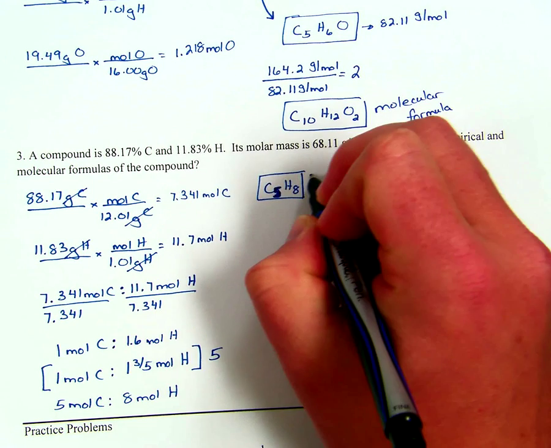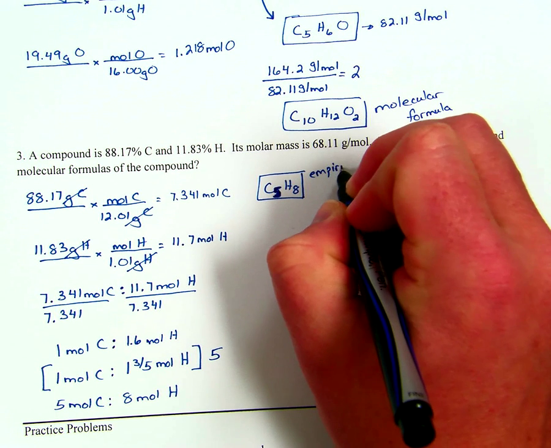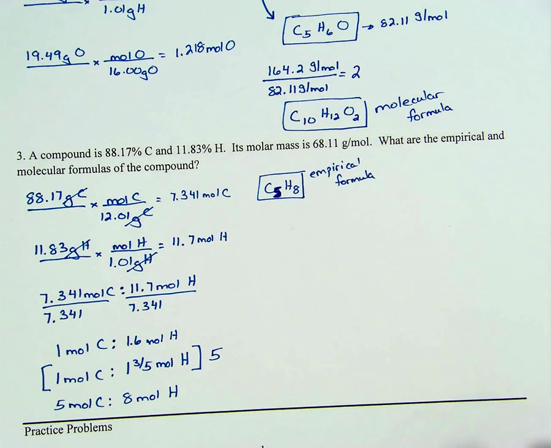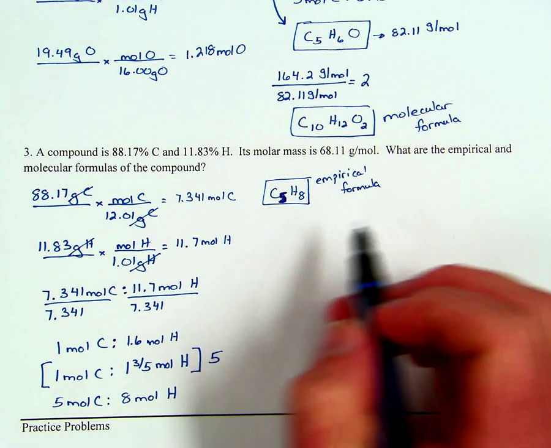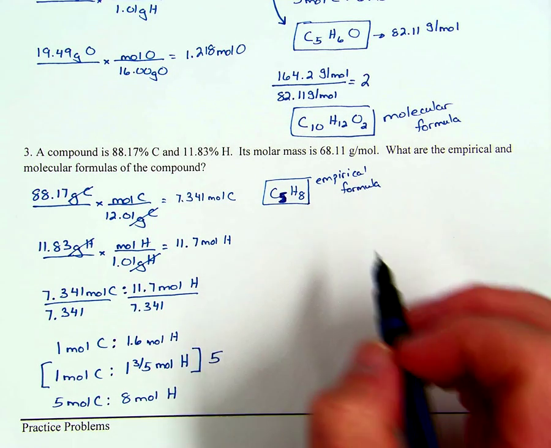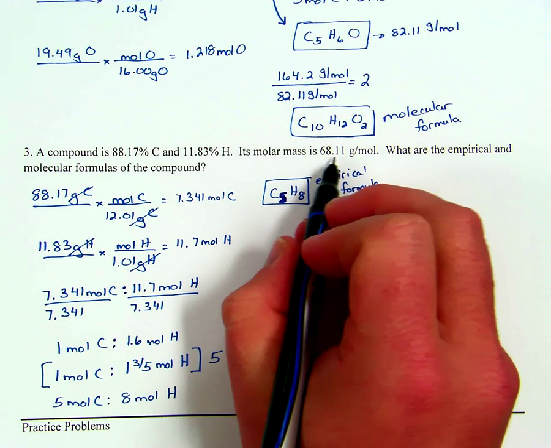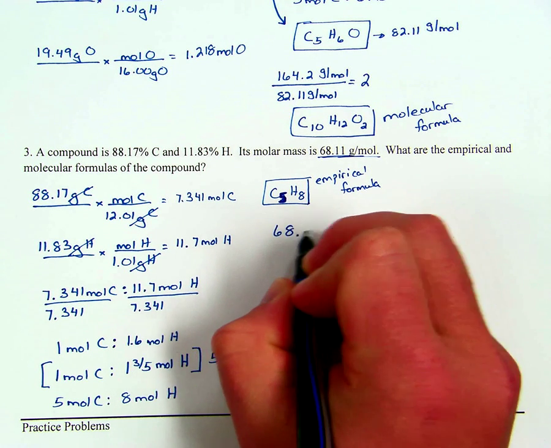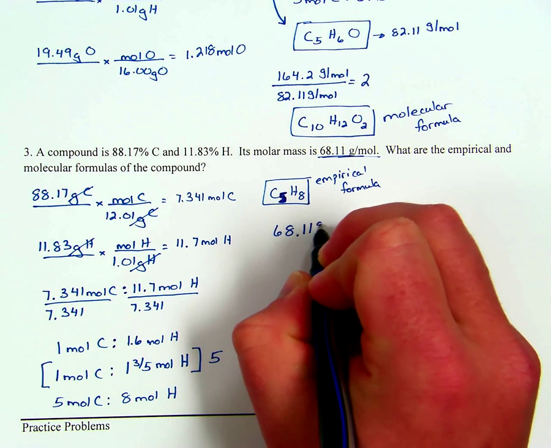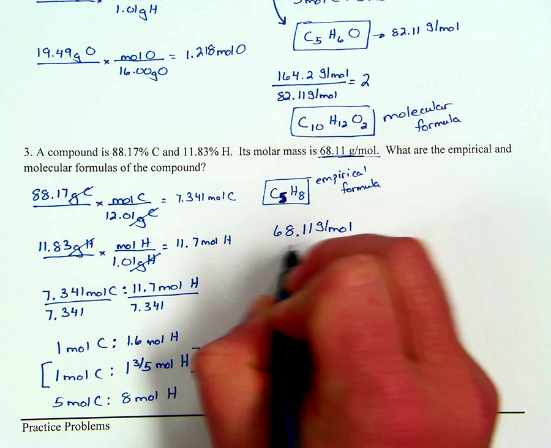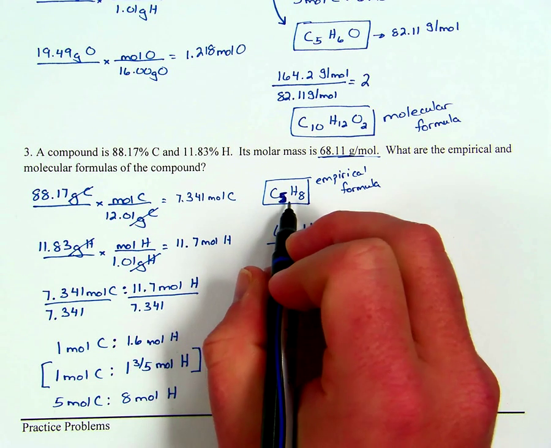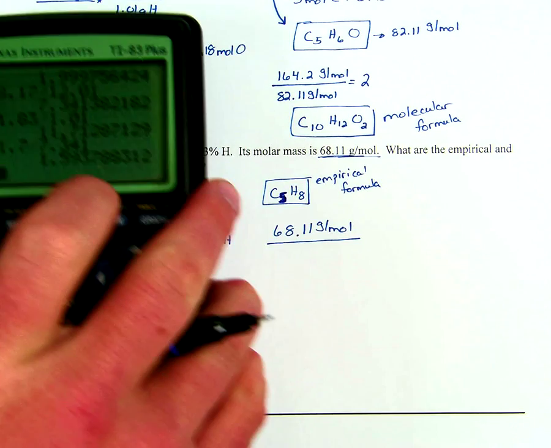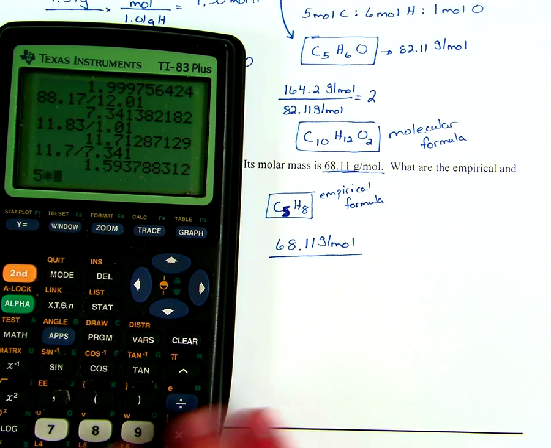Alright, the molecular formula, again, what I need to do is I need to take the molar mass that's given to us. There's the molar mass. So remember, that is the mass of the molecular formula is actually what that is. And I'm going to divide by the empirical mass. So figure the empirical mass. So we have 5 moles of carbon, so 5 times 12.01 plus 8 times 1.01, 68.13.